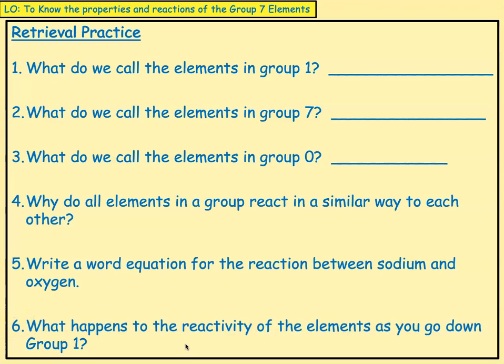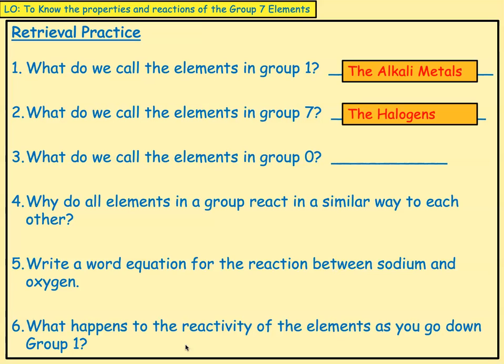Okay, welcome back. What do we call the elements in Group 1? They're called the alkali metals. What do we call the elements in Group 7? They're called the halogens. What do we call the elements in Group 0? They're called the noble gases.